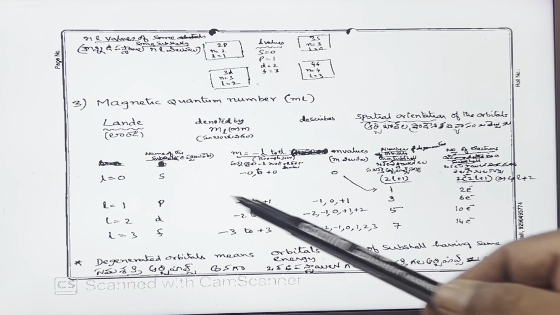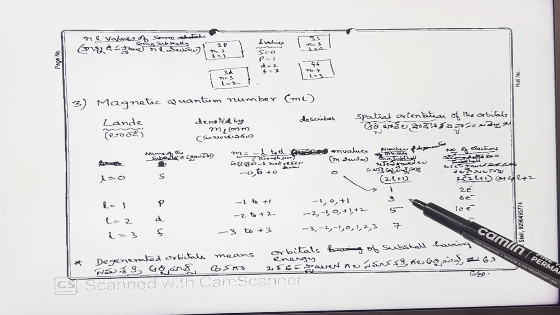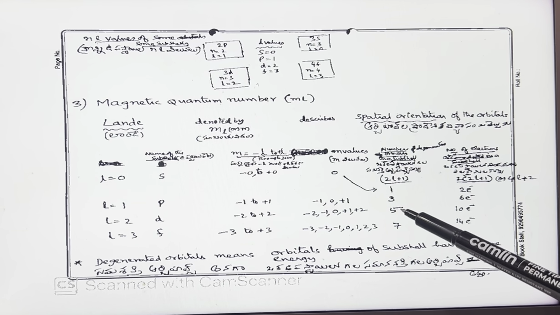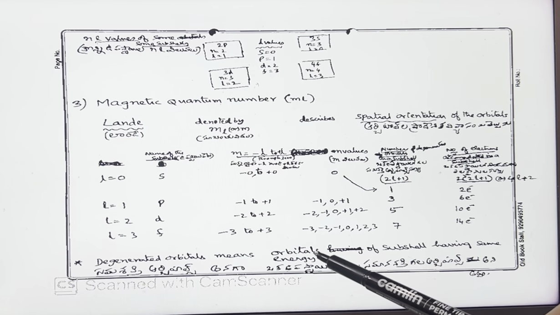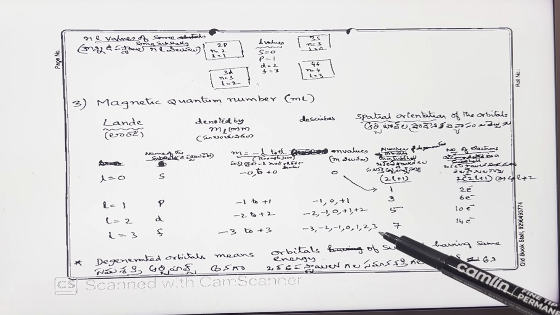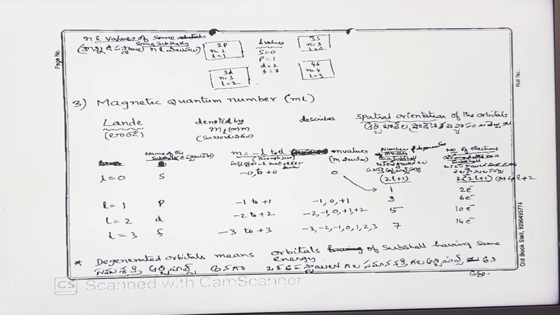The s subshell contains 1 orbital. The p subshell contains 3 degenerate orbitals: px, py, pz. The d subshell contains 5 degenerate orbitals: dxy, dyz, dzx, dx square minus y square, dz square. These 5 are equally energetic, so they are called degenerate orbitals. Degenerate orbitals mean orbitals of a subshell having the same energy. So the d subshell contains 5 degenerate orbitals and the f subshell contains 7.